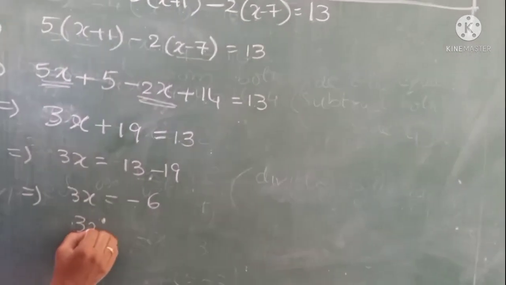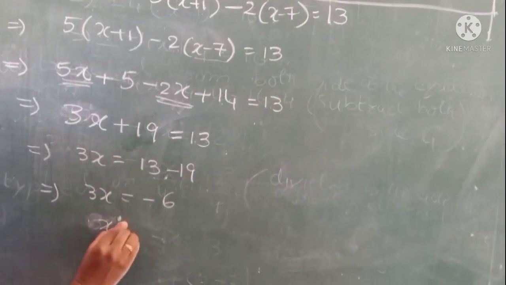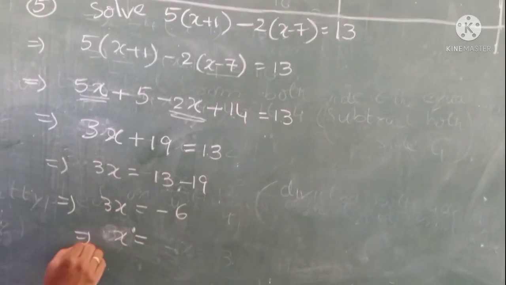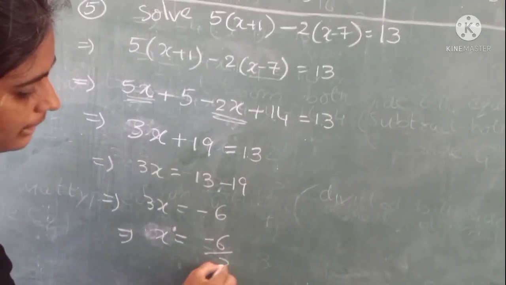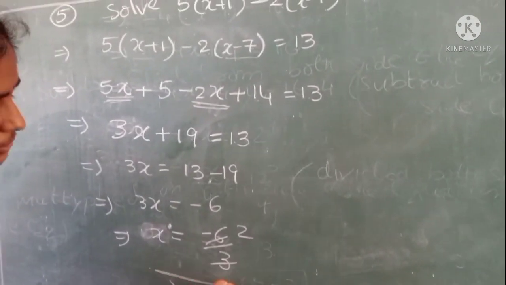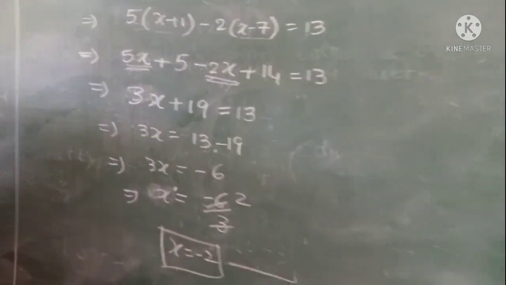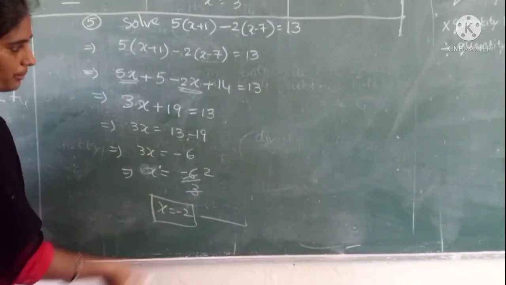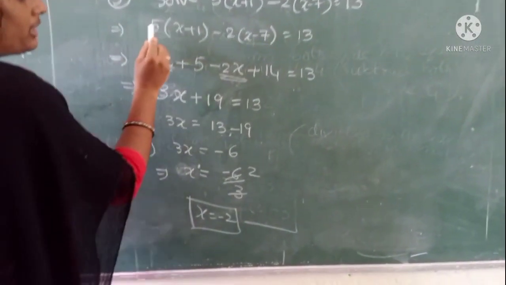So 3x is equal to minus 6, then x is equal to minus 6 by 3. 3 twos are 6. So x is equal to minus 2. This is the solution of the given simple equation. X is equal to minus 2. Once again I will repeat it.